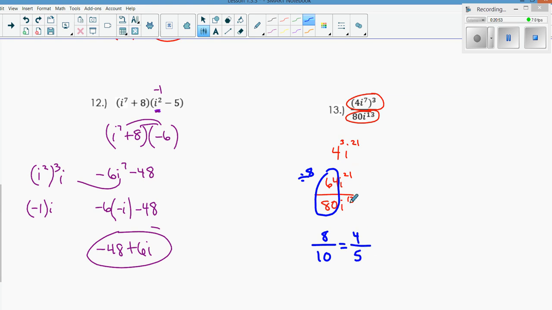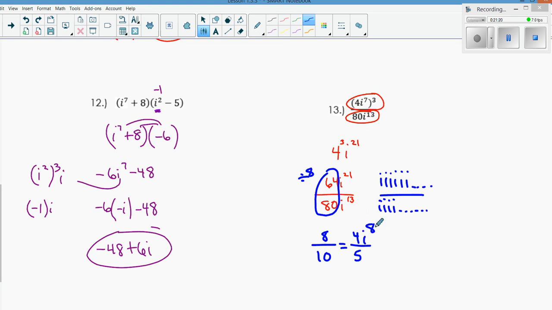And then pay attention to your i's. I have i to the 21st and i to the 13th. Remember, if you think back to when this was written, that means that I would have 21 of these on top, so on all the way to 21. And then at the bottom, I would have 13 of them, so on all the way to 13. So you know that you're going to have more on top. The question is how much more once they start canceling out. So all 13 are going to cancel, and then on the top, I'm going to be left with 8 of them.